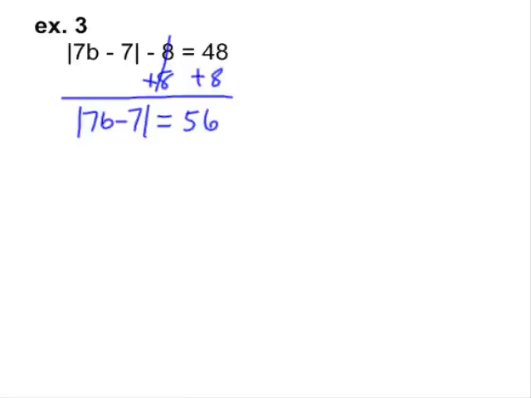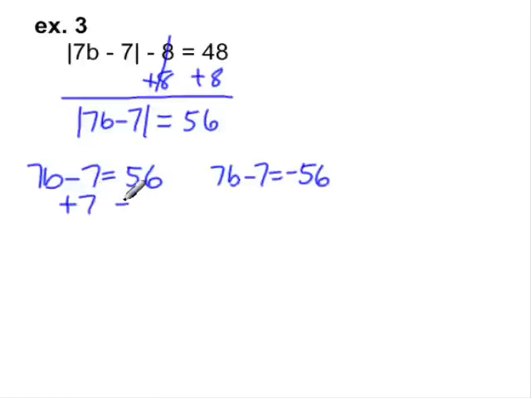Now it's time for step 2. We're building 2 equations. So we drop the absolute value, and we're going to have 7b minus 7, and it says build one that uses the same sign, so we're going to keep 56 positive. My other equation will be basically the same thing, only this time we're going to use negative 56. So my 7b minus 7 is going to stay the same for both of my equations. The only thing that's different is that we're using one positive 56 and one negative 56.